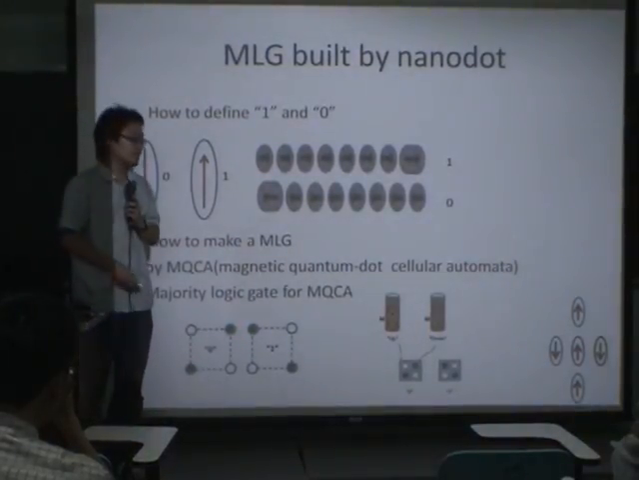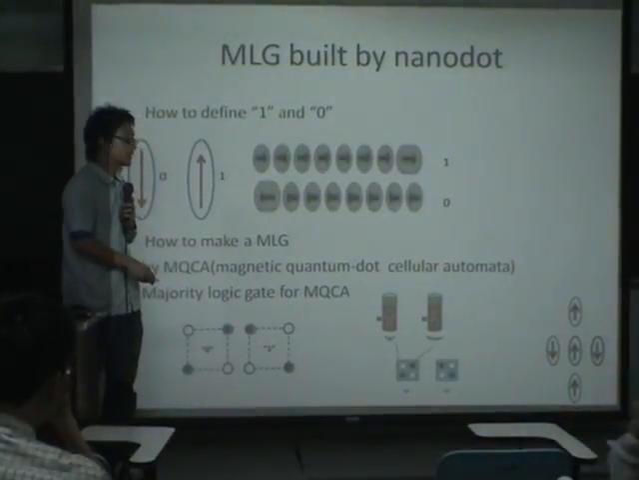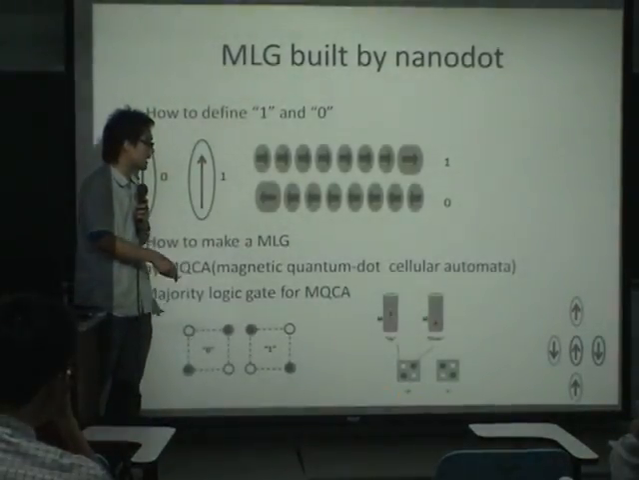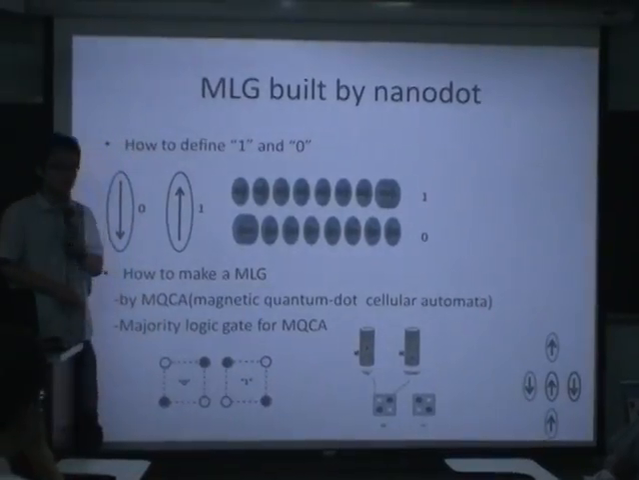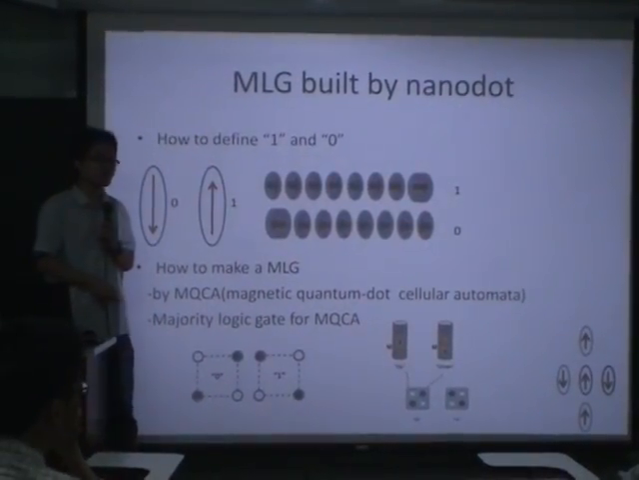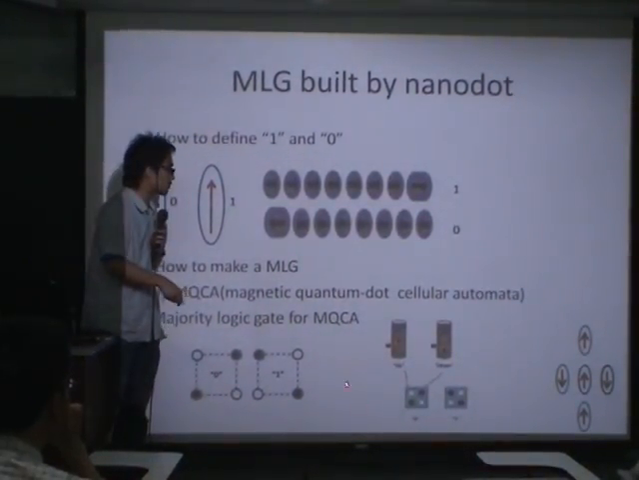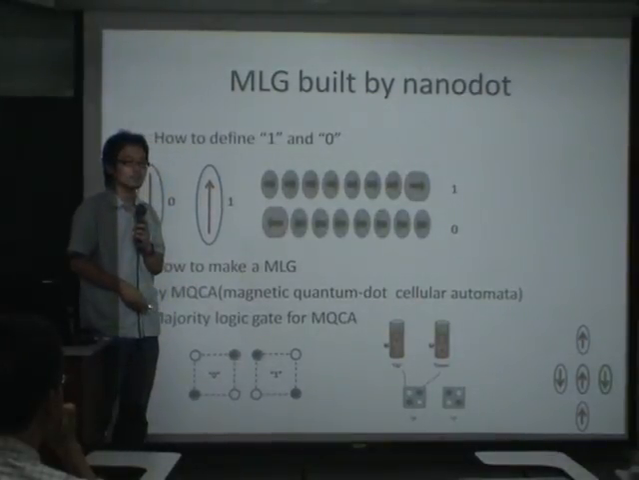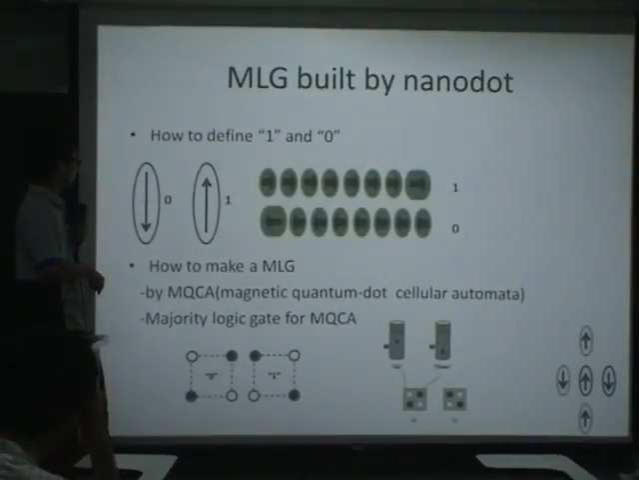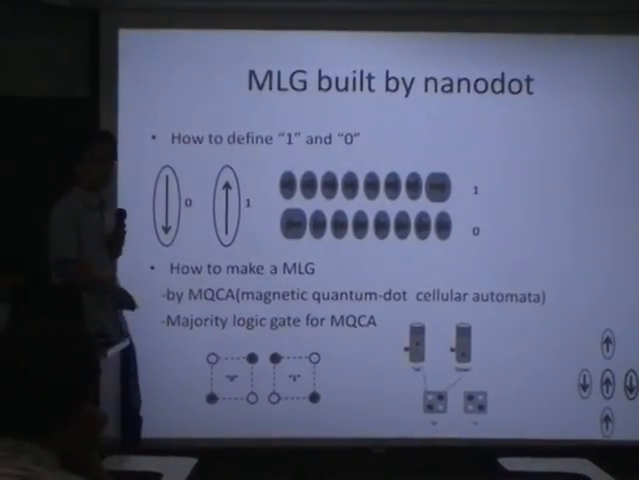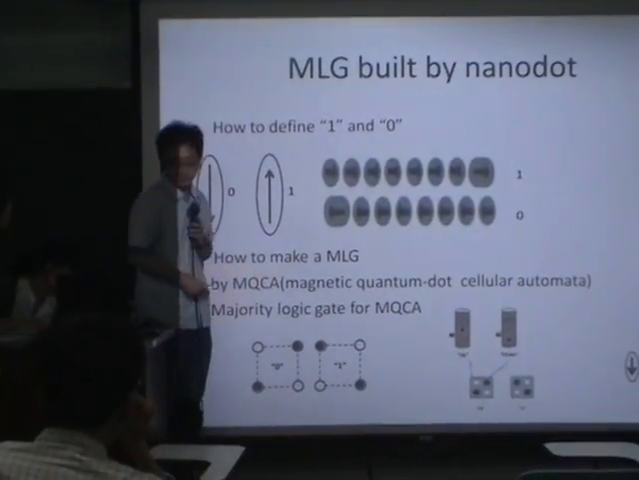For NQCA, it's similar to QCA. It consists of 4 nanomagnets, 2 polarized up and 2 polarized down. It's based on magnetic interaction. So there are 2 stable states. We could define logic 0 and 1. Later, my group member will introduce majority logic gates or NQCA in more detail, like this situation.